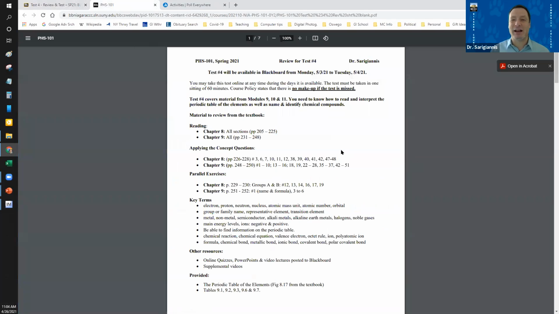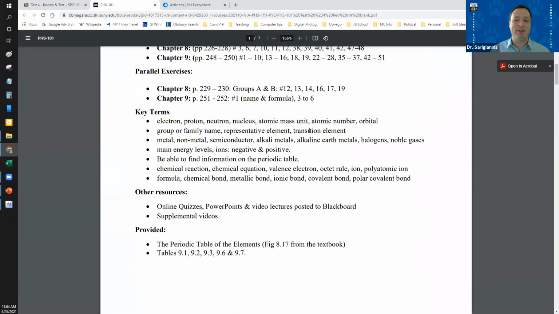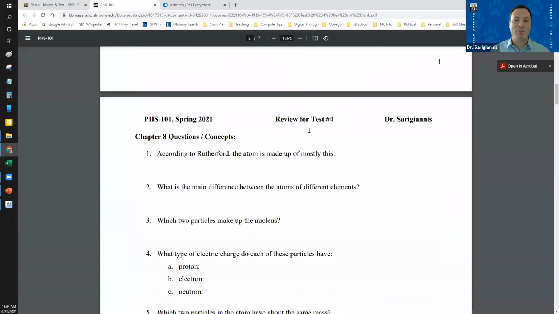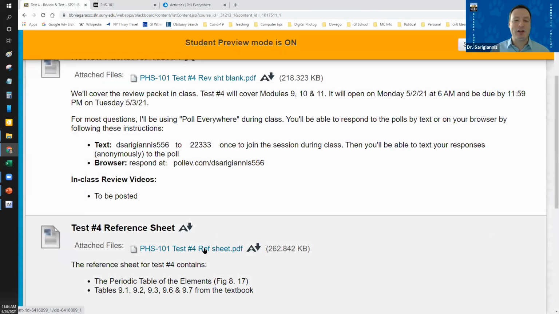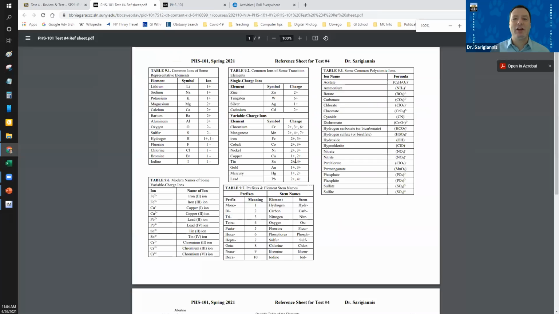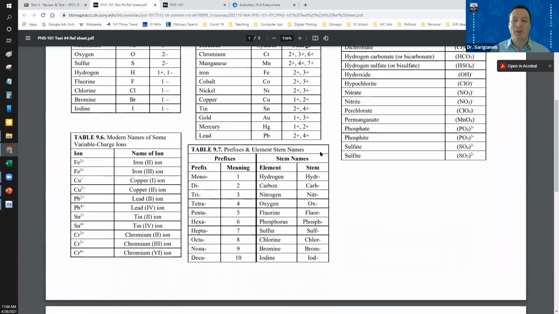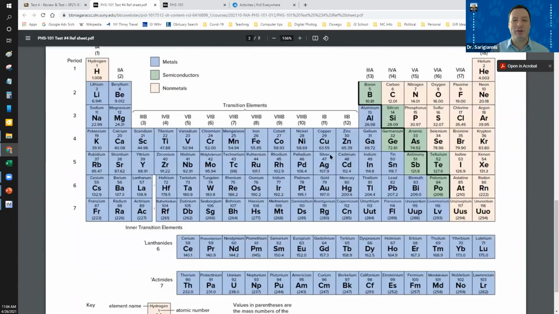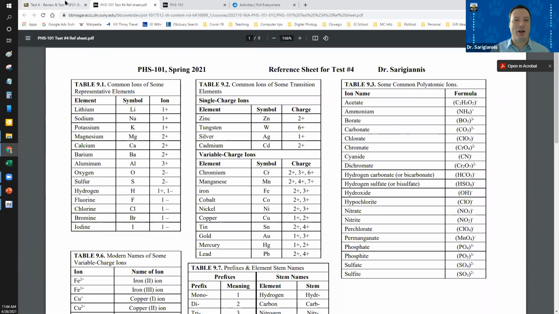This is what we're going to cover today. And I just put the dates in here again. This basically summarizes what's going to be covered on it. And then we've got the questions for review, which we'll start doing in a minute. And then the reference sheet that you'll need is here. This has both the tables from chapter 9 for the ions, variable charge ions, and the stem names, polyatomic ions. And then it has the periodic table, because this covers both the periodic table and chemical ions.